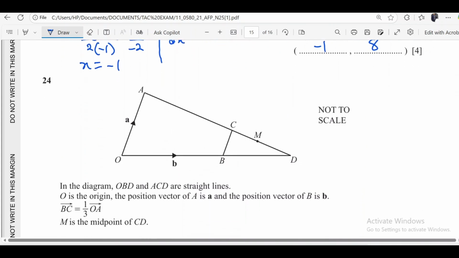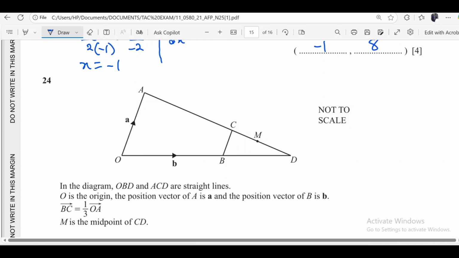This is vector. We're told that in the diagram, OBD and ACD are straight lines. O is the origin, the position vector of A is small a, and the position vector of B is small b. Now BC equals 1 over 3 OA.